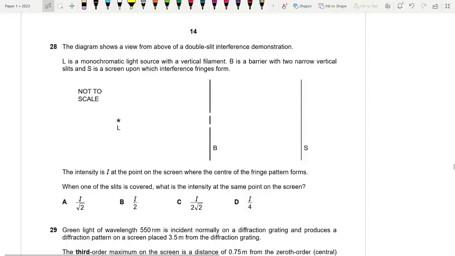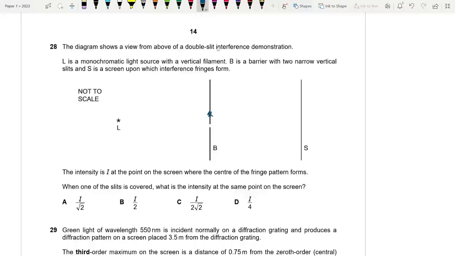Question 28. The diagram shows a view from above of a double slit interference demonstration. L is a monochromatic light source with a vertical filament. B is a barrier with two narrow vertical slits, and S is a screen upon which interference fringes form. So this is Young's double slit. The intensity is I at a point P on the screen where the center of the fringe pattern forms. When one of the slits is covered, what is the intensity at the same point on the screen?